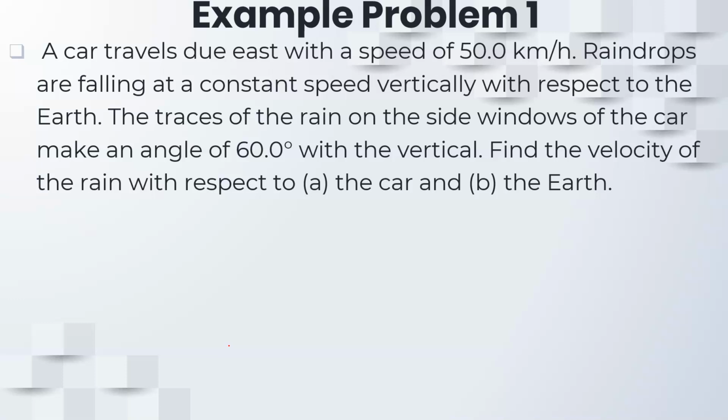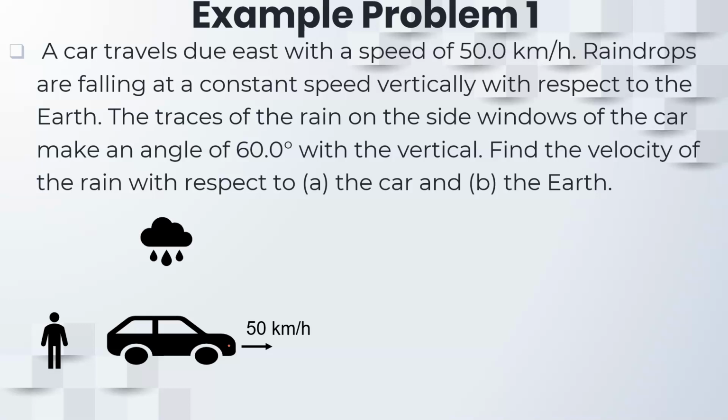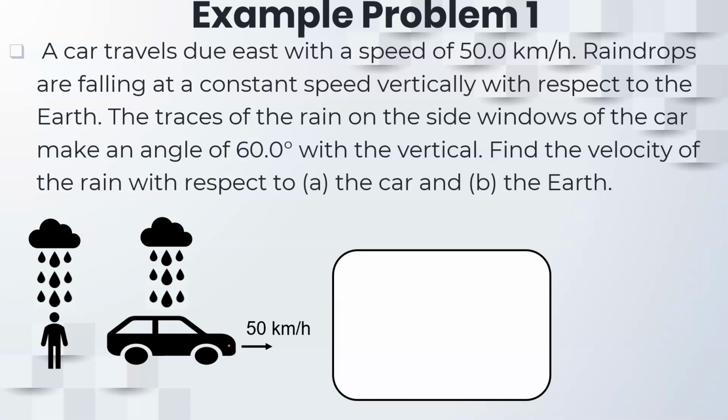So let's start by visualizing this. So we've got a car. It's going at 50 kilometers per hour. And we know that the raindrops are falling at a constant speed vertically with respect to the earth. So in order to visualize that better, let's have this dude. So this dude is stationary, and the raindrops are falling vertically. And they're falling vertically onto the car, but since the car is moving, it's not going to look vertical to the car. It's going to make this 60-degree angle.